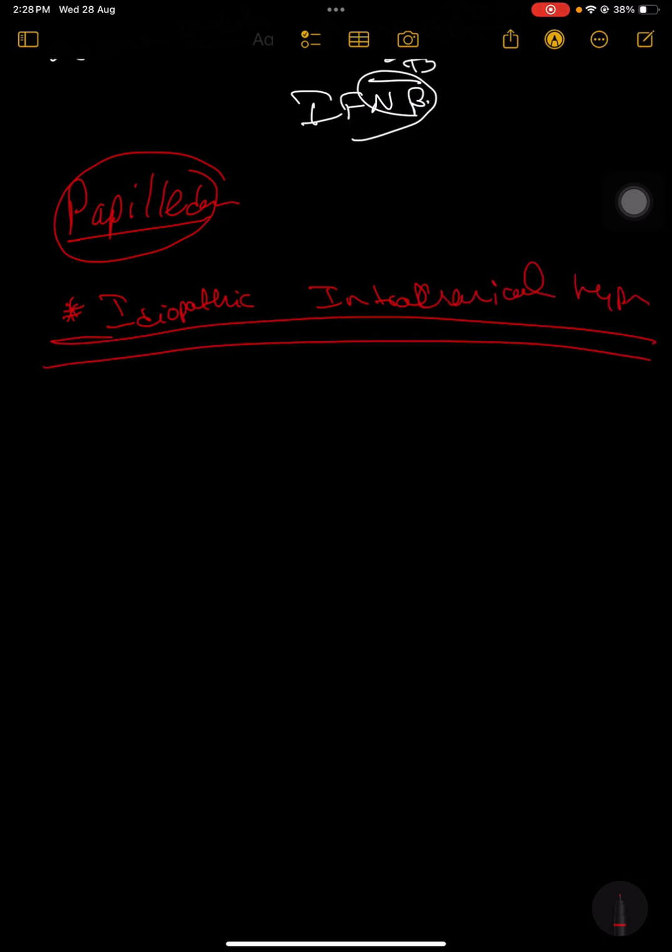Now next is papilledema. So what is papilledema? Papilledema is a condition of disc edema which happens secondary to increase in the intracranial pressure. So any problem in your brain, any problem with the secretion and drainage of CSF, will lead to papilledema, okay? So I will give you the list of causes of this one. The first one you need to understand is idiopathic intracranial hypertension.